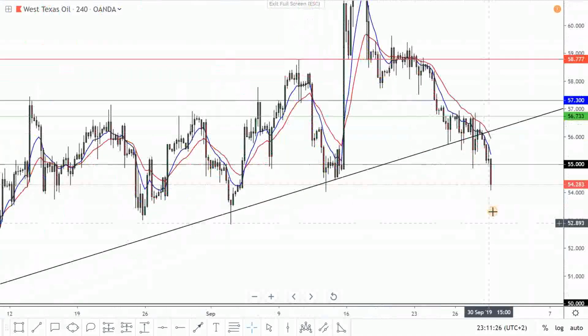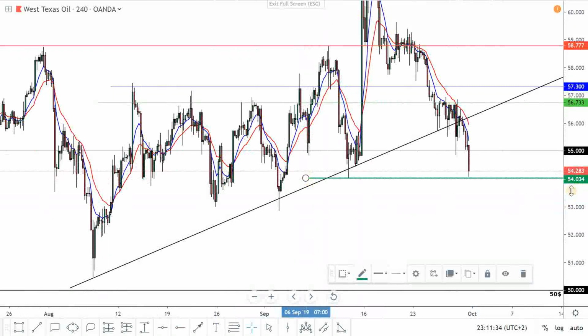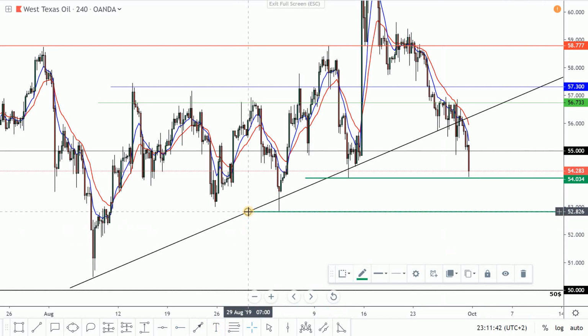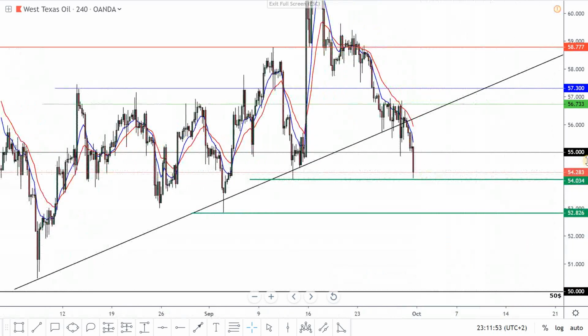Our first target can be over here at 54.45. The second target can be here at 52,800, and our third can be 50. So we will wait for a nice retest of 55, and from there we can enter a sell trade with a very nice, tight and small stop loss, and I think we will have a very good risk to reward ratio.